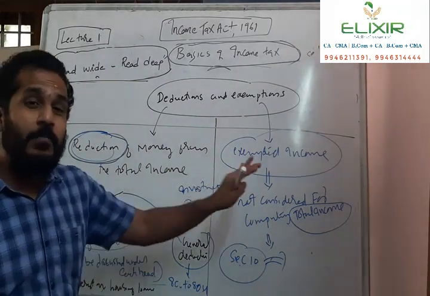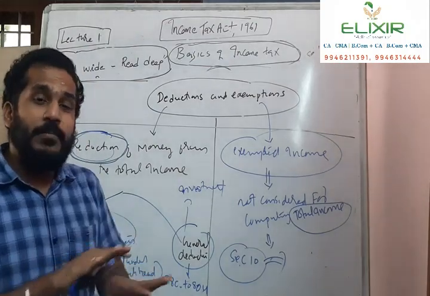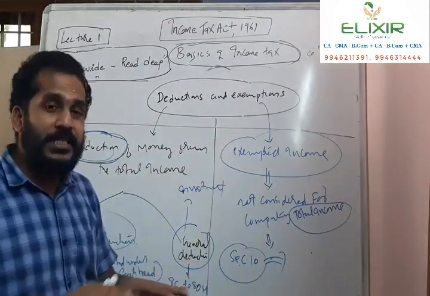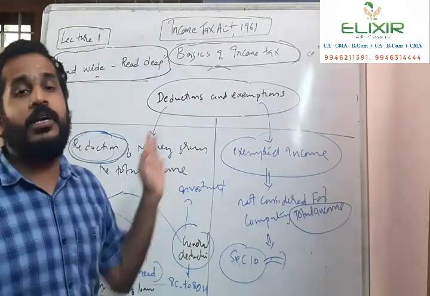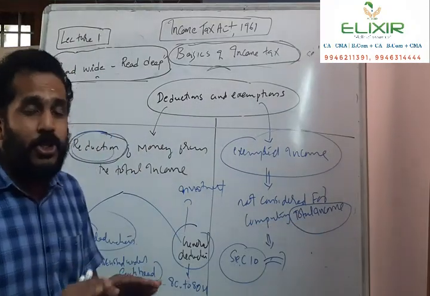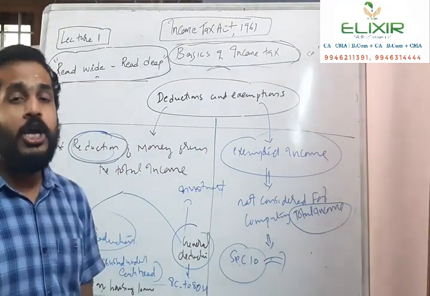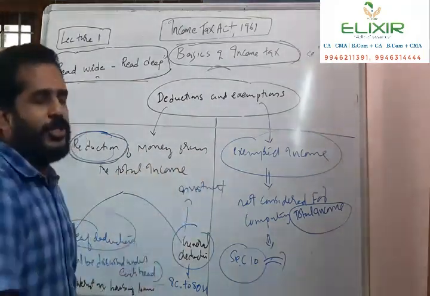Then what is exempted income? The income is exempted. That is, exemption means the exempted income. The income is exempt, that is, it is as such not considered for calculating the total income. So we will ignore that part. So what is the difference between deduction and exemption?